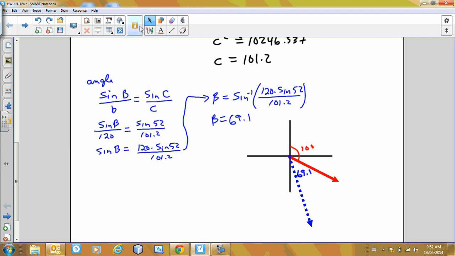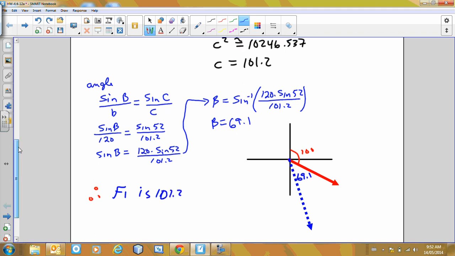And so to determine our bearing, we want to make reference to either that full distance around, or if we're doing the other style bearing where this would be south and then a certain amount to the east. So the bearing looks to me to be 169.1. So therefore, I guess we'll just say that F1 is 101.2.